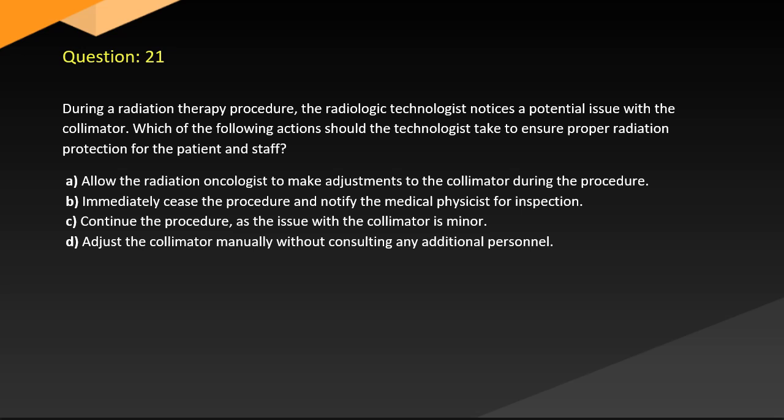A. Allow the radiation oncologist to make adjustments to the collimator during the procedure. B. Immediately cease the procedure and notify the medical physicist for inspection. C. Continue the procedure as the issue with the collimator is minor. D. Adjust the collimator manually without consulting any additional personnel.